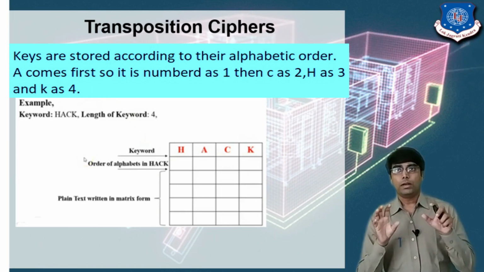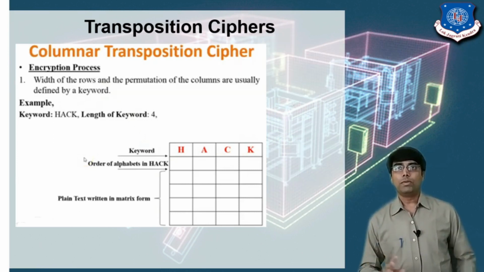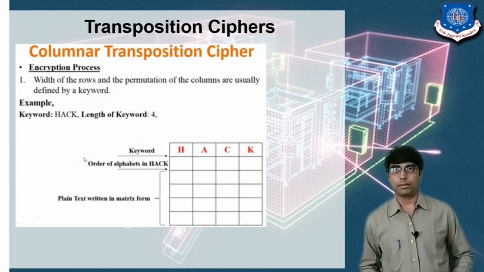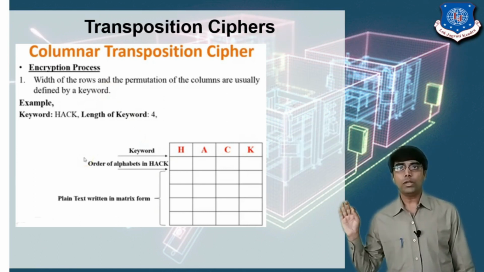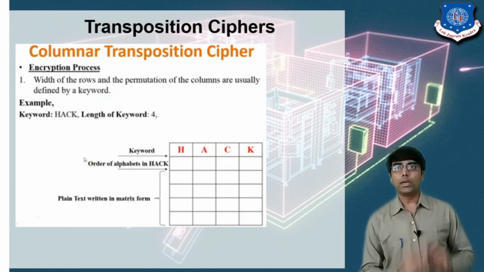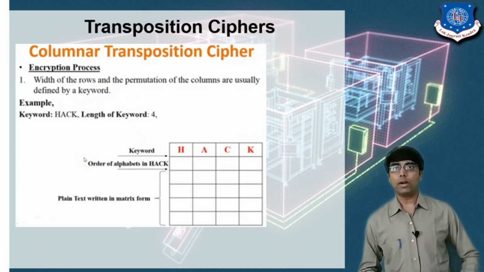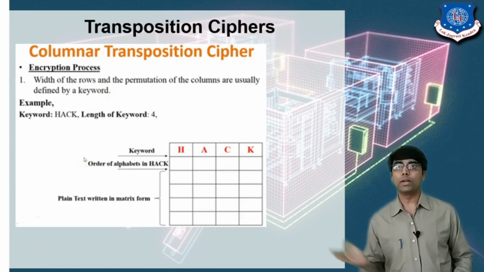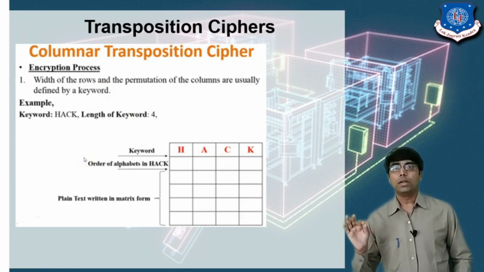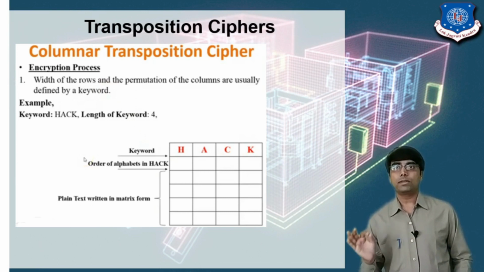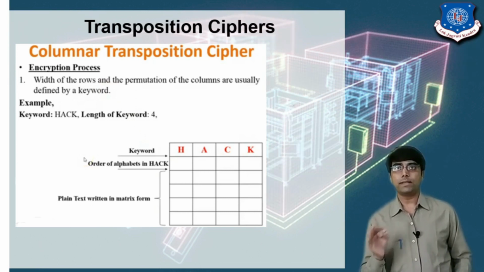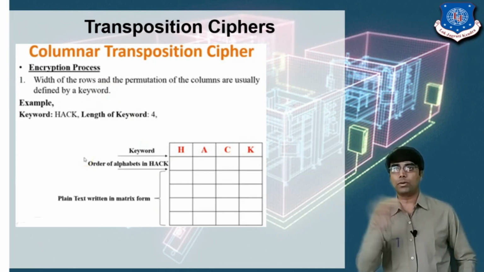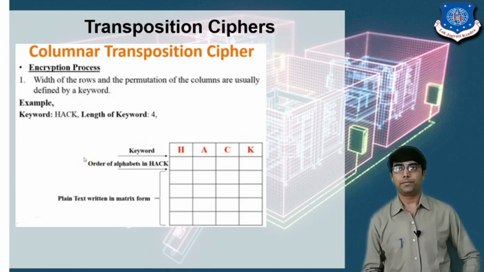Now let's do an example. We will do the encryption using the columnar transposition cipher. Here you are given one keyword, HACK, and the length of the keyword is 4. Now you will fill this keyword HACK in the matrix. First we will write the keyword HACK.